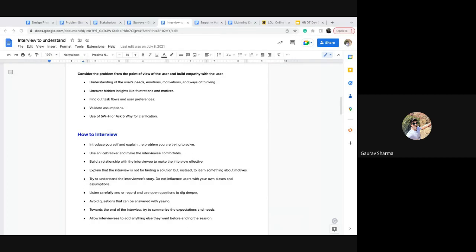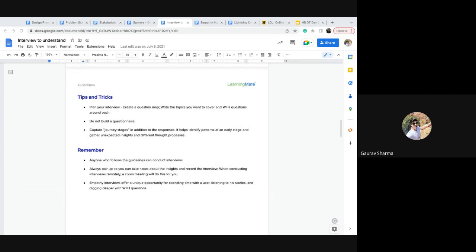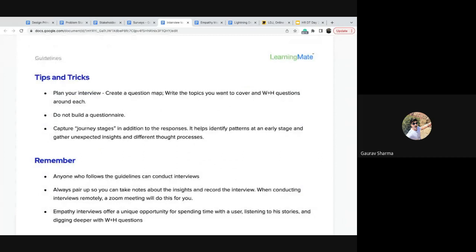And please do that. Allow interviewees to add anything else they want before you end the session. It's the important thing. Now, there are small tips and tricks which we have written out here, where you can plan an interview and create a question map in advance. And I'll show you what the question map can look like.